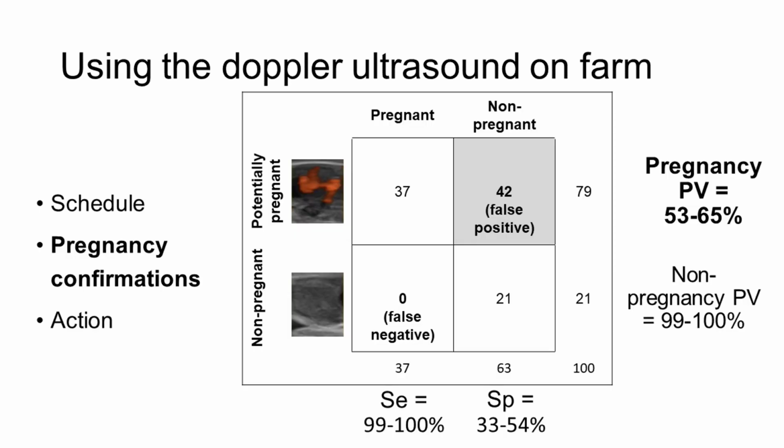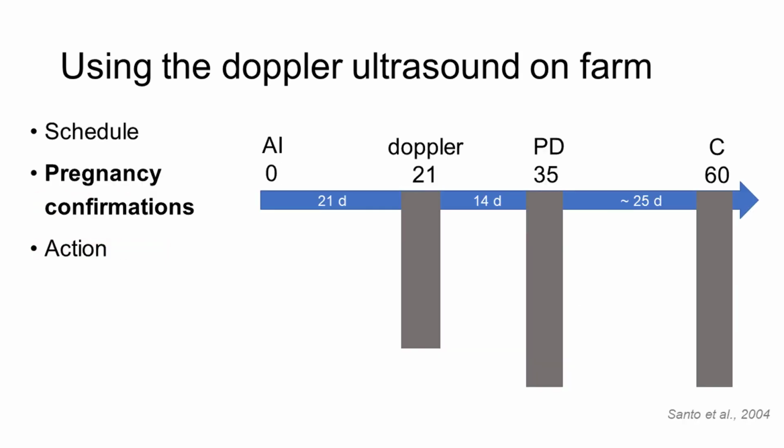The second consideration is due to the low pregnancy predictive value of the Doppler ultrasound. As mentioned earlier, more than half of the cows identified as potentially pregnant with the Doppler ultrasound are not in fact pregnant. It is consequently essential to plan the confirmation of pregnancy at the next visit. The first confirmation of pregnancy should be done at 35 days post-insemination if you do the herd health visits every 2 weeks. It is also important to do a second confirmation after 60 days post-insemination due to the embryonic mortality risk that can be up to 5 to 10% between 30 and 60 days post-insemination.